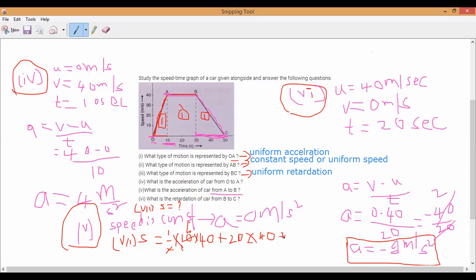Next, plus again half into triangle. Triangle means half into base. How much is the base again? Base is again 20, height is again 40. So this is the height and this is the base. So what will come again? 40 into 20 will come. So do it, all of you know. 2 ones are 2, 2 twos are 4. That's all. Now, if you do it, all of you do the sum. 1400.